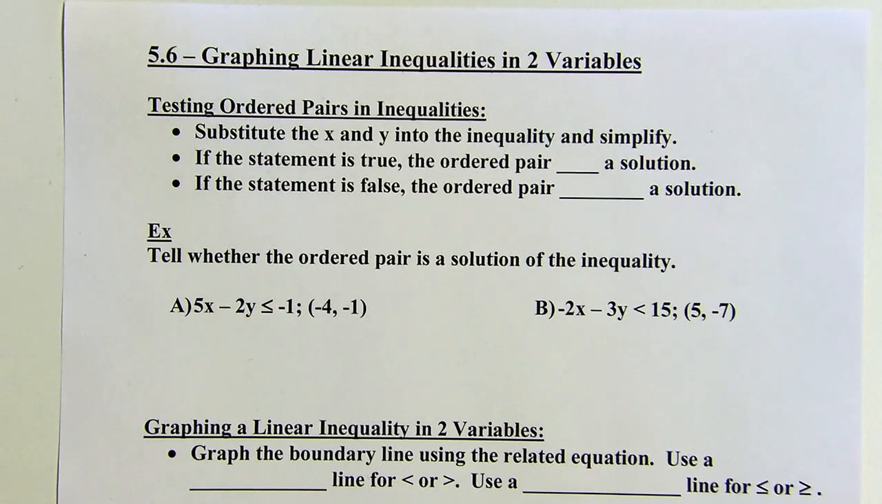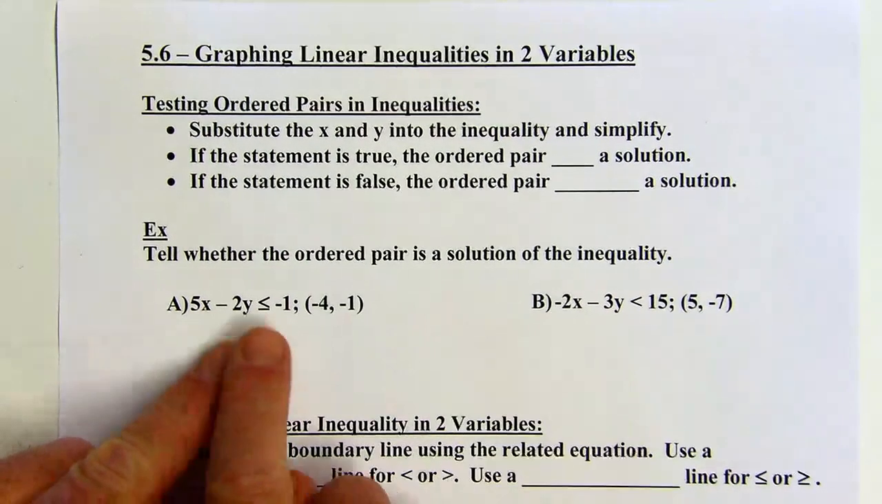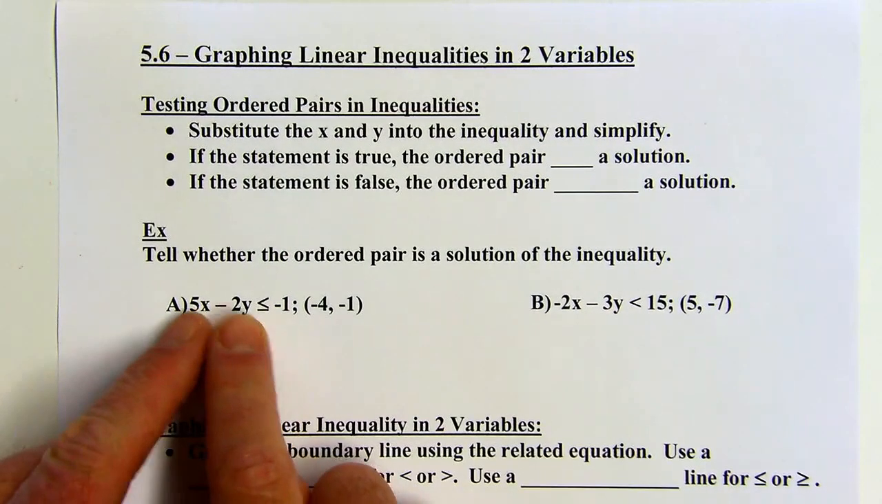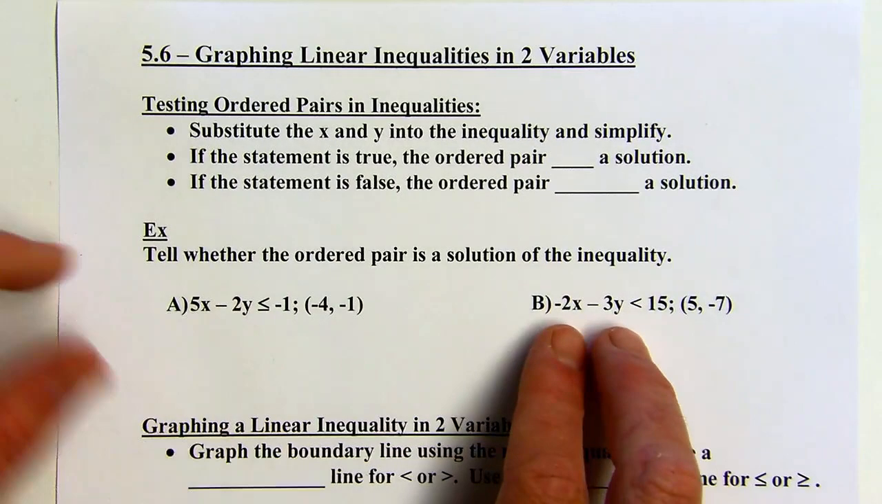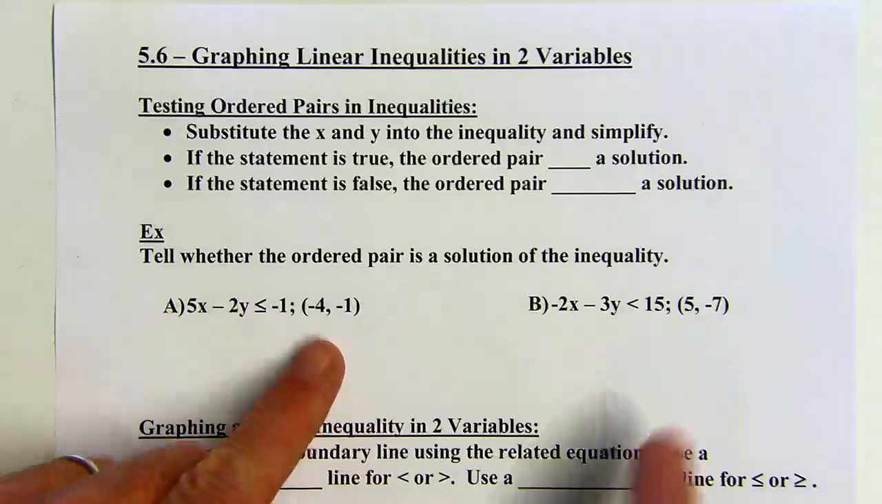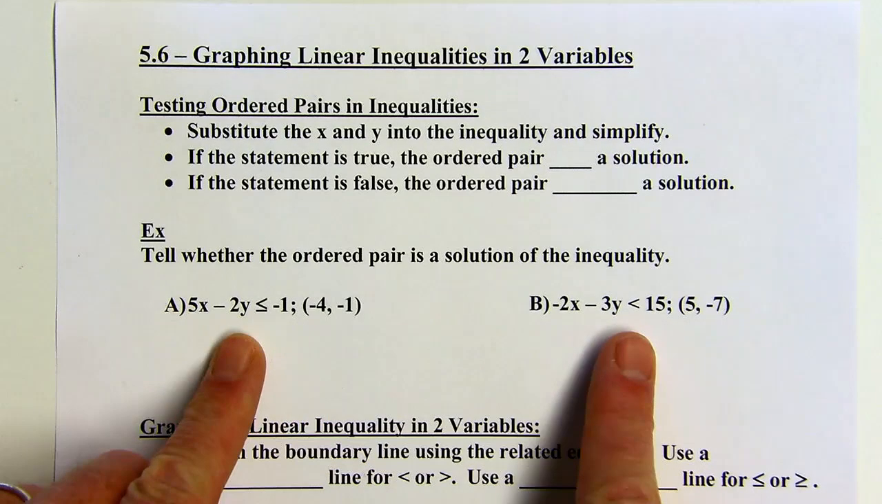5.6, graphing linear inequalities in two variables. Okay, so on these examples down here, this is a linear inequality. It has two variables, an x and a y. Same thing here, okay? And the first thing we're going to do is test whether these points are going to be solutions to these inequalities, okay?